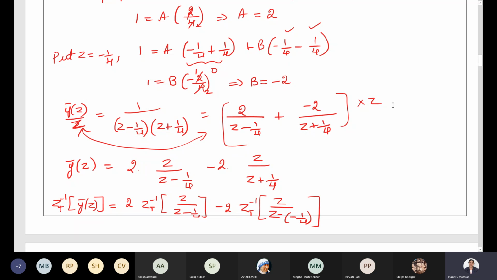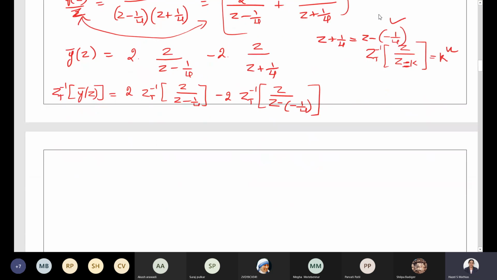Is it okay everyone? Because we have the formula only for inverse z transform of z by z minus k. Denominator should be z minus k, and the result is k power n. But here we have z plus 1 by 4. Z plus 1 by 4 can be written as z minus of minus 1 by 4 where k is minus 1 by 4. So what happens when you apply inverse z transform?